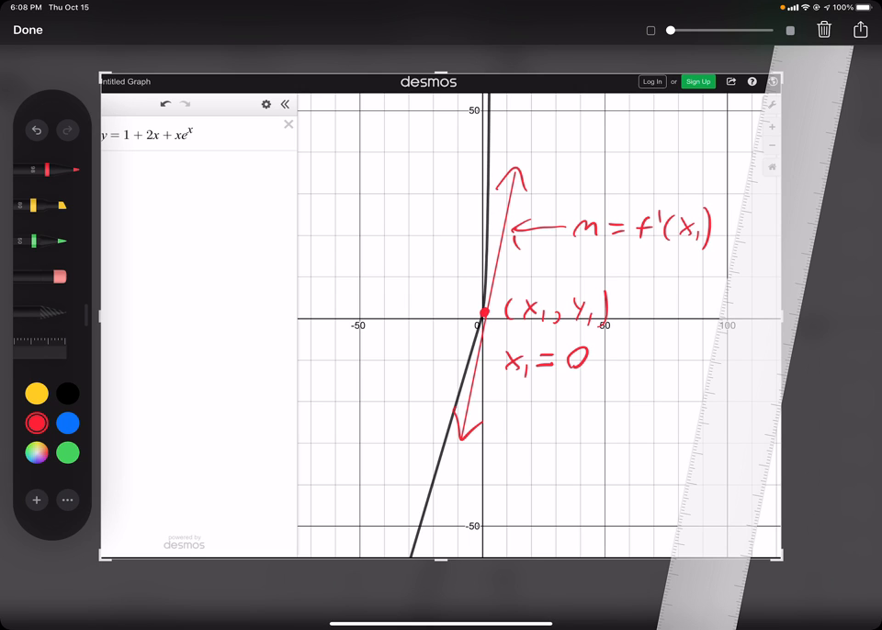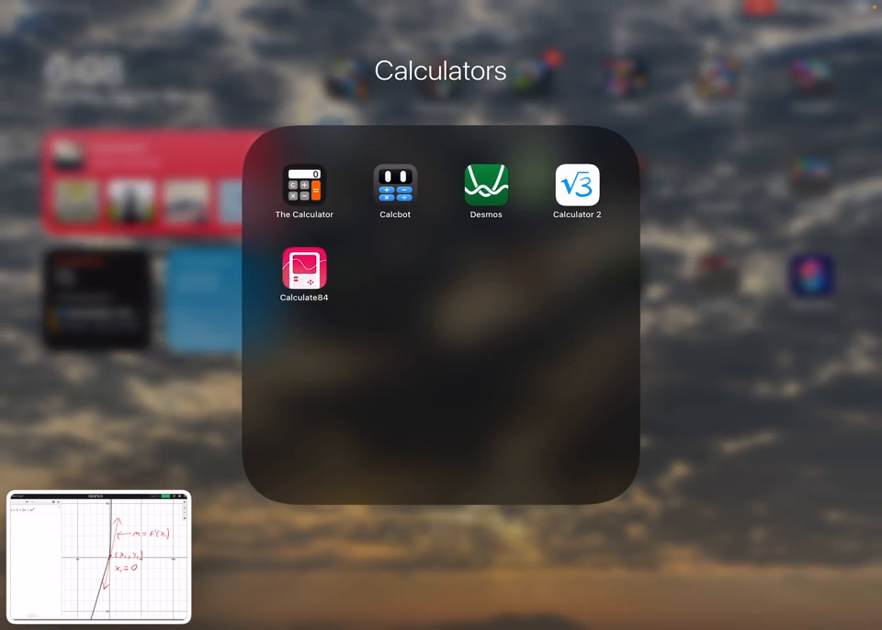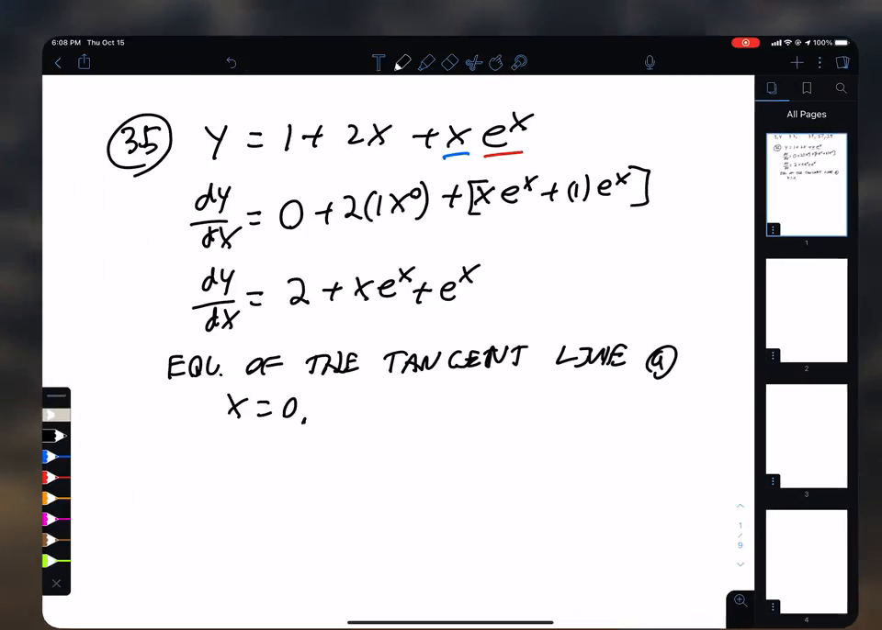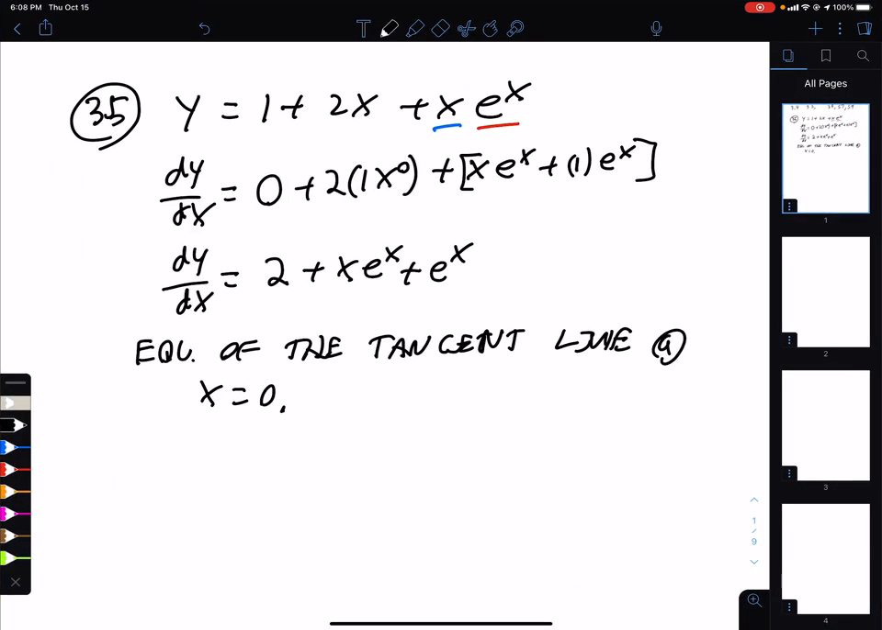So let me jump back to Notability right here. So we know our x1. How do we find y1? What tells us the y value? Well, the original function tells you your y value. So we're going to plug 0 into that. 1 plus 2 at 0 times 0 plus 0 times e to the 0. Well, simply that's just 1. So our point of tangency is 0, comma 1.